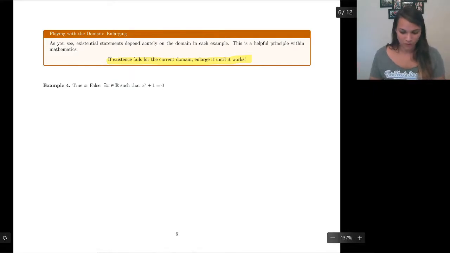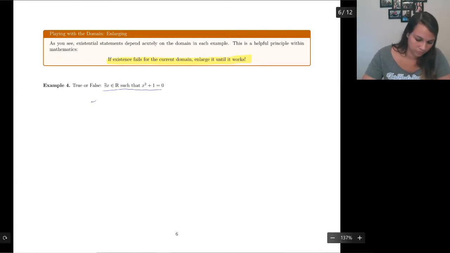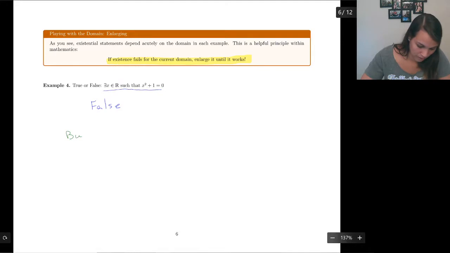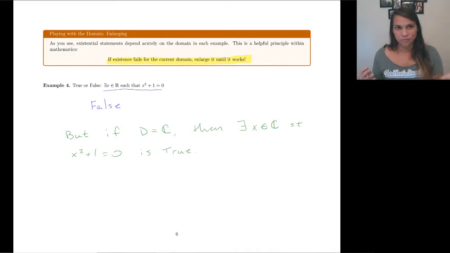What's going to happen? For example, we've got, there is a real number such that x squared plus 1 equals 0. False. It only works for x is equal to plus or minus i. Yes, plus or minus i. But if our domain were equal to complex numbers, then there exists x in the complex numbers such that x squared plus 1 equals 0 is now true. So that's probably the most basic example of, oh man, that didn't work. Well, I would really like it to work. When does it work?